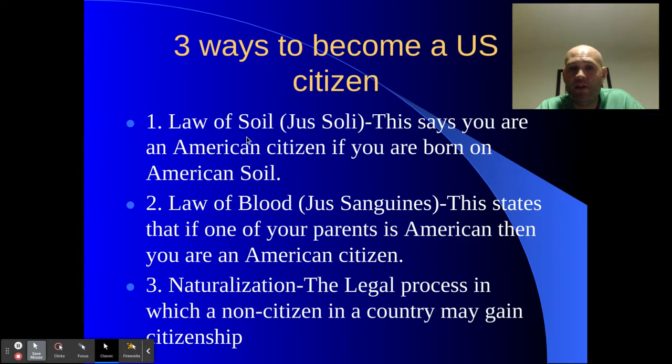Now, most people are citizens through law of soil and law of blood. I was born in Canton, Ohio, so I was born on American territory. My parents were citizens. But there are two ways that you can be what's called a natural born citizen. You are a citizen the second you were born.